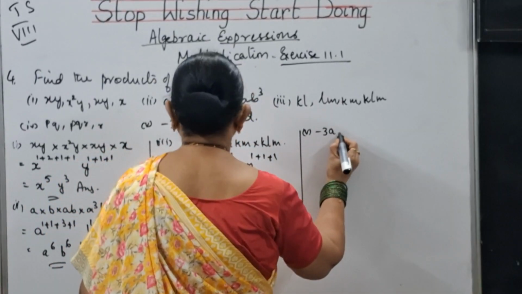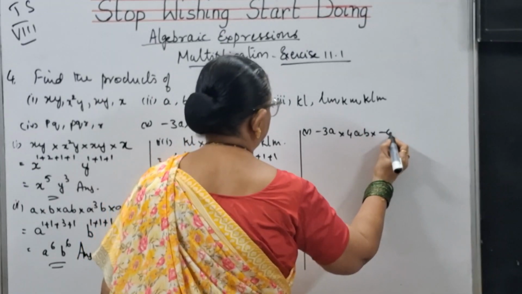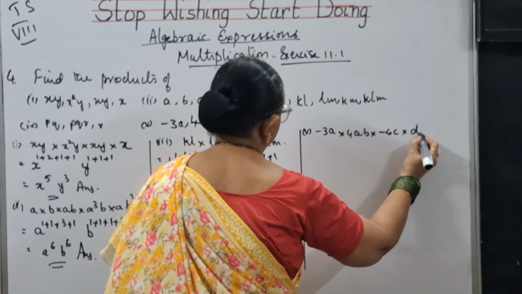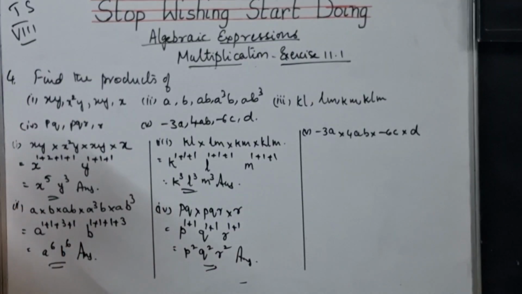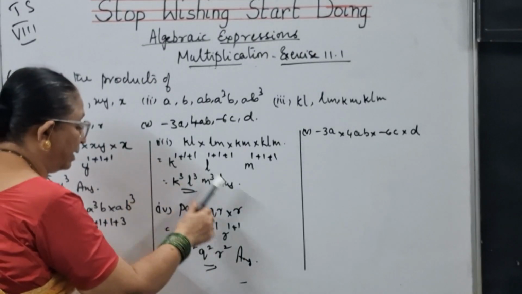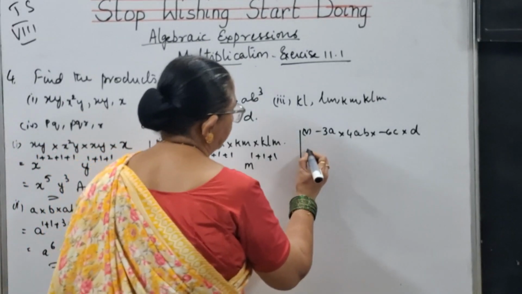Minus 3a into 4ab into minus 6c into d. Children, in all these cases, there is no negative sign, so we did not talk about the negative sign at all, because we know that algebraic multiplication should start with the signs. But I have not dealt with any sign here because all are positive. So we don't bother about the sign, all will be positive only. So directly we have done. But now you have got negative signs here.